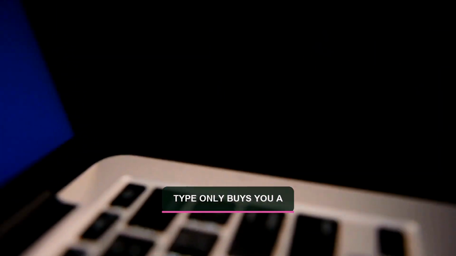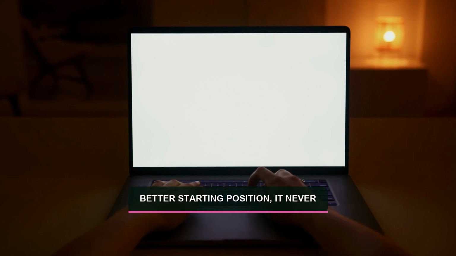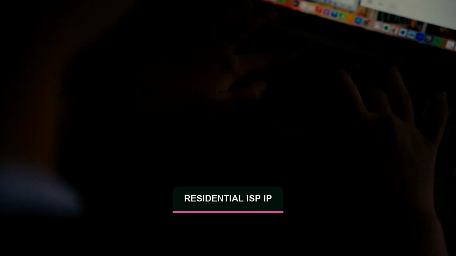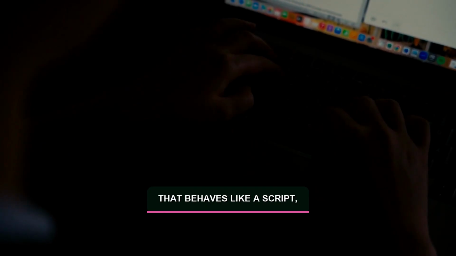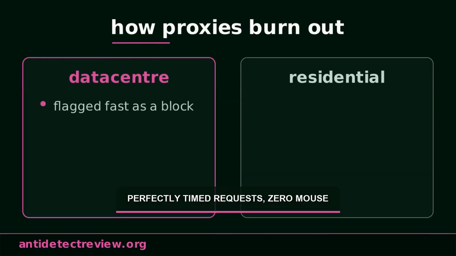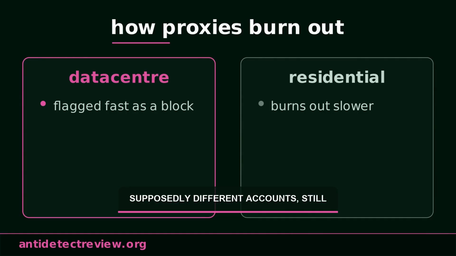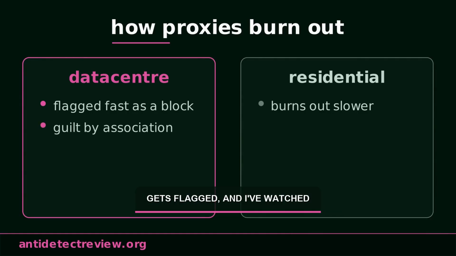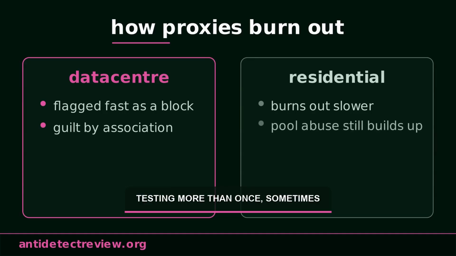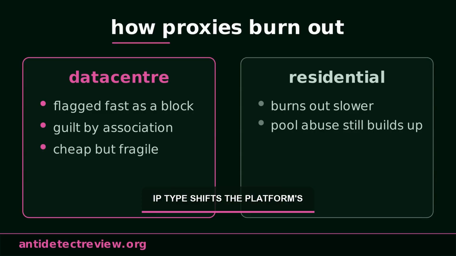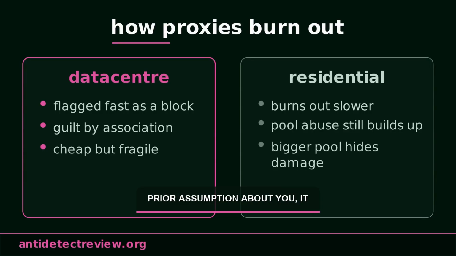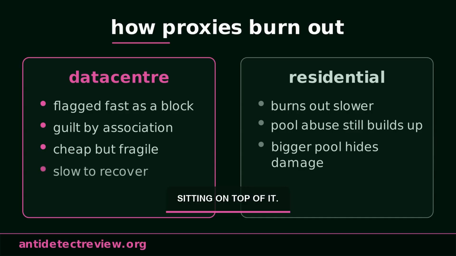But the IP type only buys you a better starting position. It never buys you a pass on its own. A residential ISP IP that behaves like a script, perfectly timed requests, zero mouse movement, an identical session shape repeated across thousands of supposedly different accounts, still gets flagged, and I've watched it happen in my own testing more than once, sometimes within the first day. The IP type shifts the platform's prior assumption about you. It doesn't override whatever behavior is sitting on top of it.